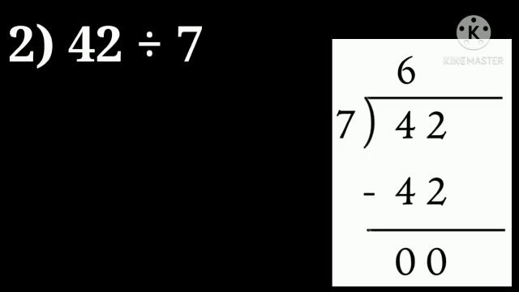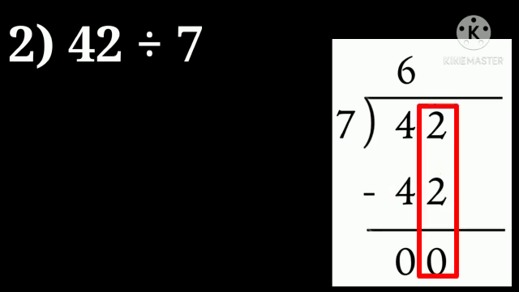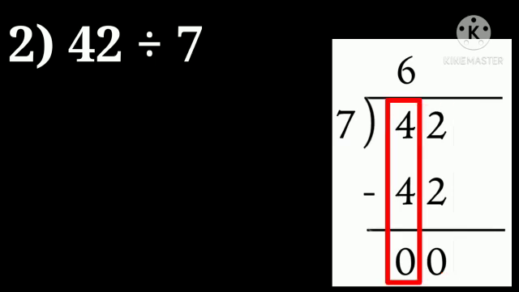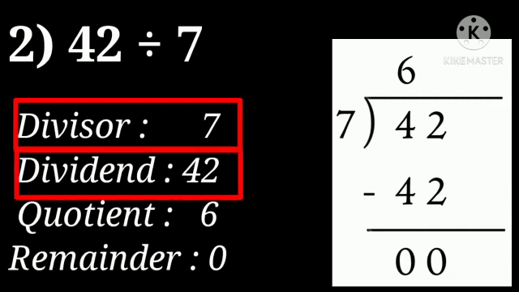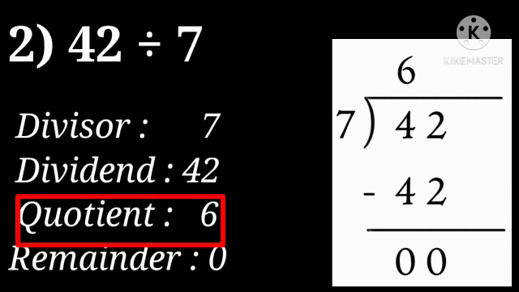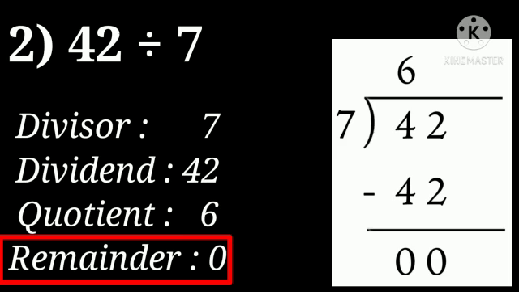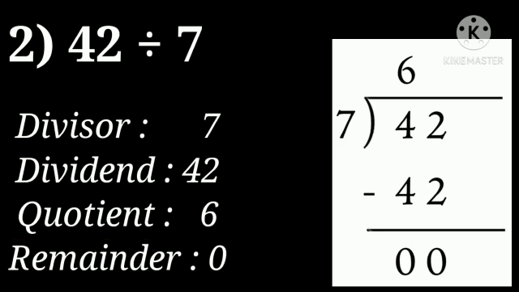We will arrange the numbers and we'll start saying 7 table till we get the answer 42. So 7 6s are 42. We'll start subtraction. 2 minus 2 is 0. 4 minus 4 is also 0. So divisor is 7. Dividend is 42. Quotient is 6 and remainder is 0.